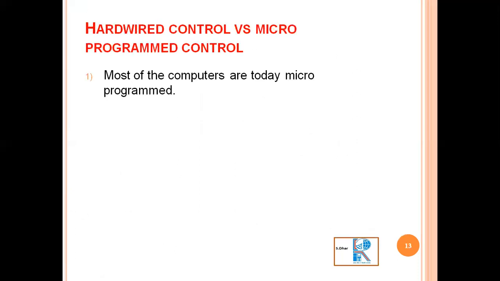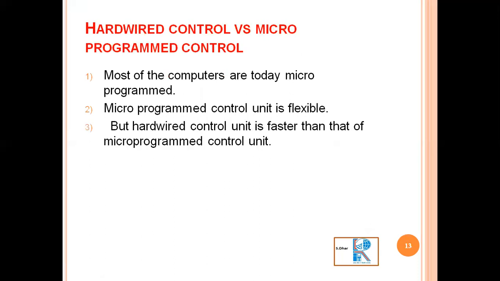Clear? So if I compare the hardware control unit with the microprogram control unit, remember most of the computers in use today use the microprogram control unit, because if you use the hardware control unit, the problem is it is not flexible. Flexible means you cannot change or expand the number of instructions, because that is a dedicated circuit. Hardware is a dedicated circuit, so it is not possible. So it is not flexible. To make the system flexible, manufacturers today mostly use the microprogram control unit.